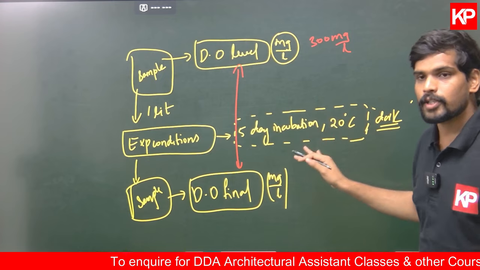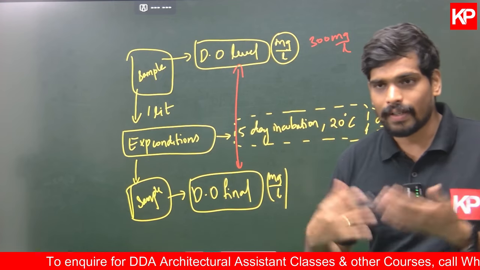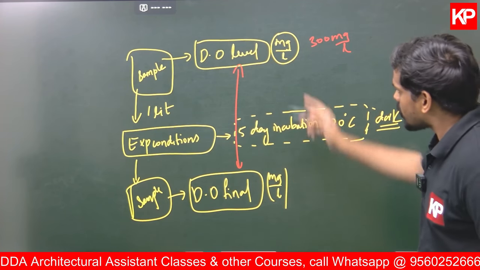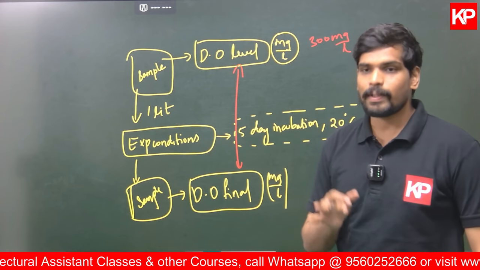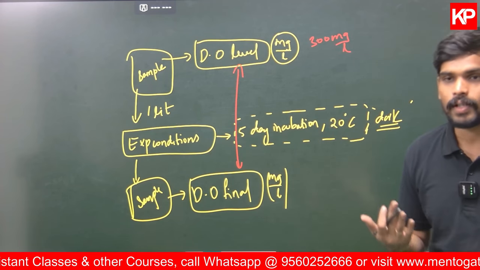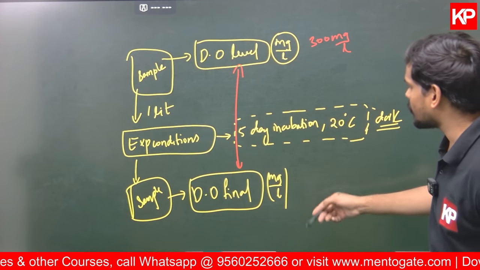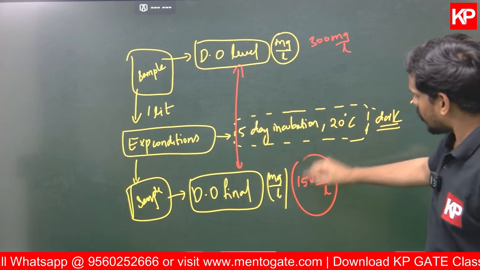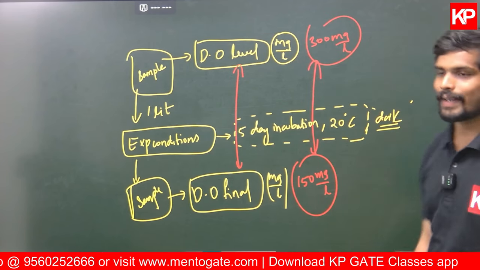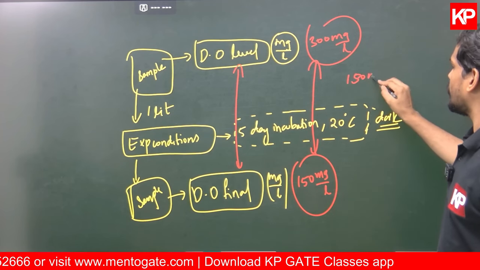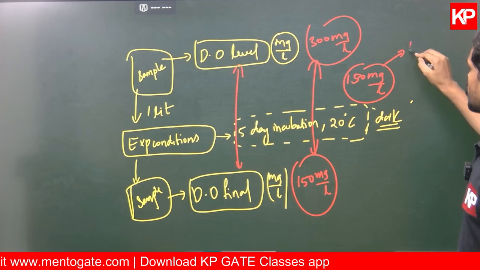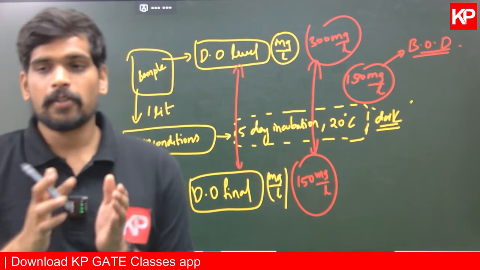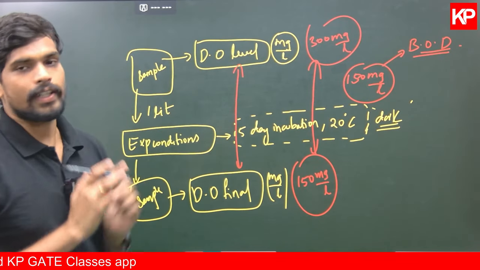After 5 days of incubation, which is basically letting the microorganisms grow in the presence of oxygen, they'll decompose the matter. And if you check the dissolved oxygen level, obviously it will become less. Why? Because the bacteria have consumed some oxygen to decompose the organic matter. Say it becomes 150 milligram per liter. What is the level of oxygen consumed by the microorganisms? It is the remaining 150 milligram per liter that is consumed. So this becomes the biological oxygen demand. In simple terms, BOD is the change in the dissolved oxygen levels before and after the incubation.